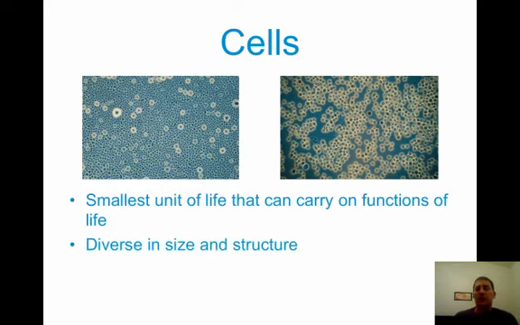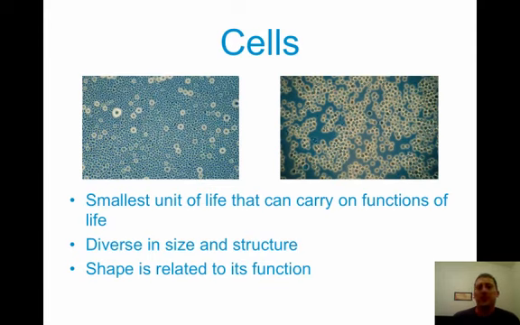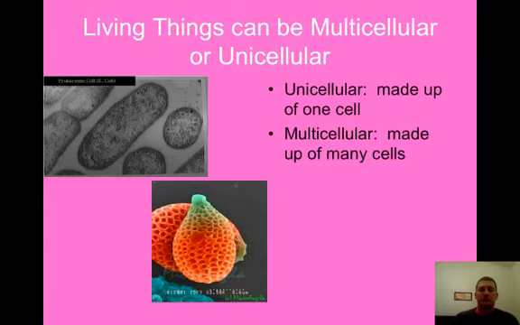We're very diverse in size and structure. All cells have a different size. They all have a different structure because their structure and size determines what their function is. And their shape is also related to their function. If you get really, really big cells, they're not going to function very well. So you want really, really small cells.